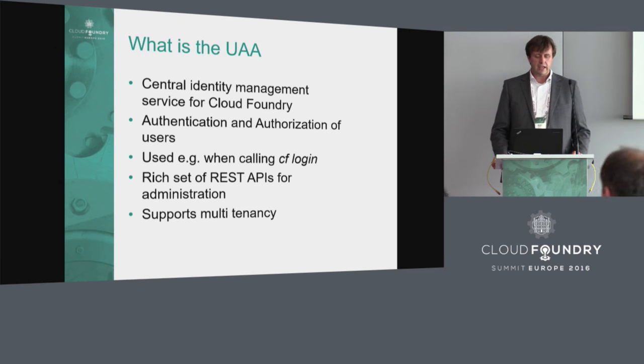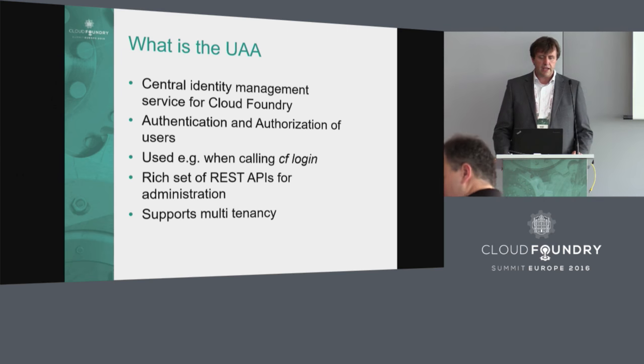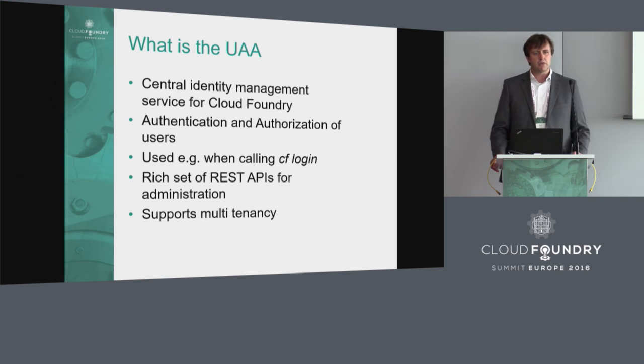So let's start with UAA. What is the UAA? The UAA is within Cloud Foundry the central place where users and authorizations are managed. So that means if a user, for instance, logs into the platform using the CF login command, what's happening is the user is prompted for credentials, usually username and password, and then these credentials are sent to the UAA. The UAA will validate, will issue a token, which then can be used to call different Cloud Foundry components.